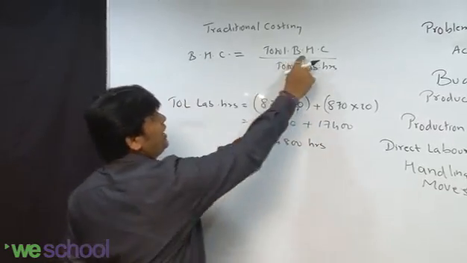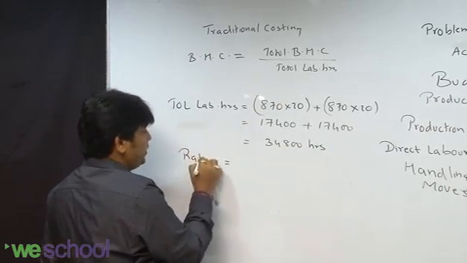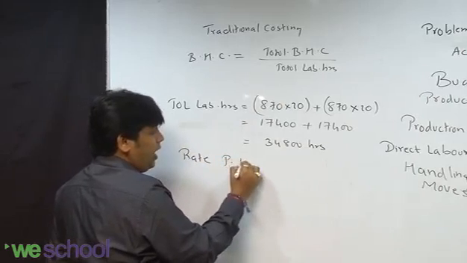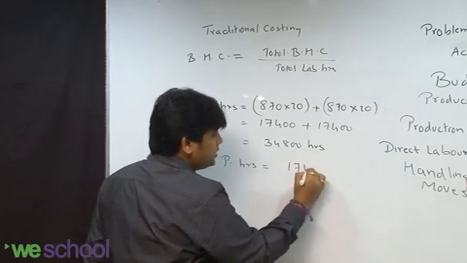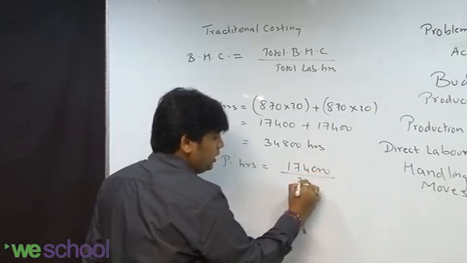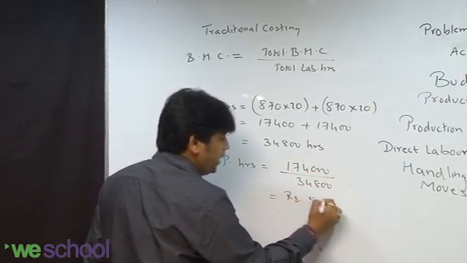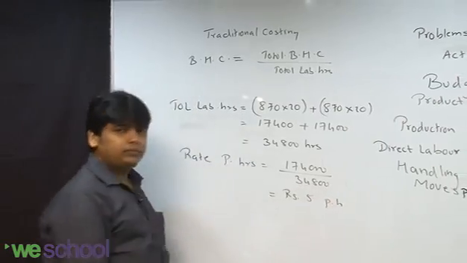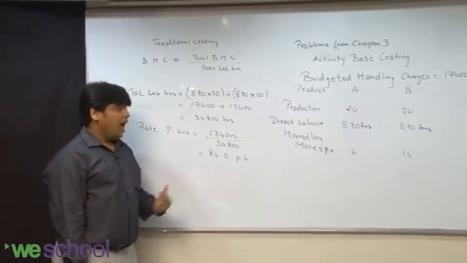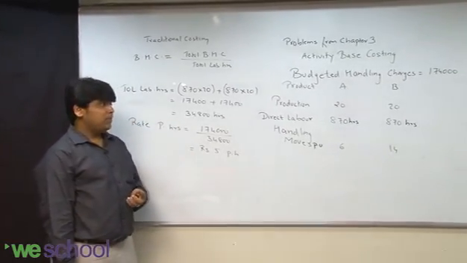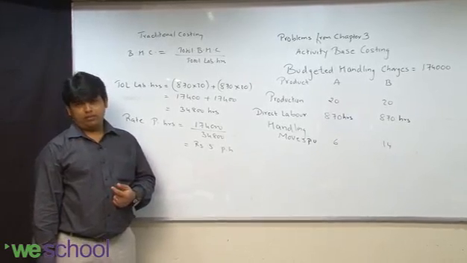Now find out the rate. Rate per hour is equal to total budgeted handling charges, 1,74,000, divided by 34,800. That gives me rupees 5 per hour. So I will be charging the budgeted handling charges at the rate of rupees 5 per hour per unit.